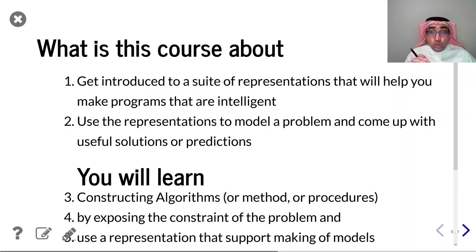And we will give you tools so that you can apply them in any field that you want, whether you are in the business field or the medical field or whatever field you have. You will have tools over here that you can apply and use a computer to basically make intelligent decisions on your behalf. Okay, we will use representation to model a problem and come up with useful solutions and predictions.